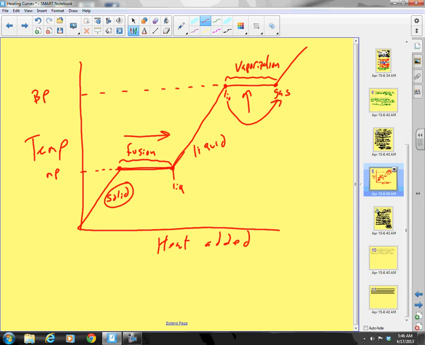But what if I go in the other direction? What if I'm coming down this, I'm removing heat, and I go from a liquid to a solid? What do we call that? We call that freezing, right? And what do I call the opposite, if I am removing heat from a gas and I convert from a gas to a liquid? What do we call that? We call that condensation, right? And these are our phase changes.